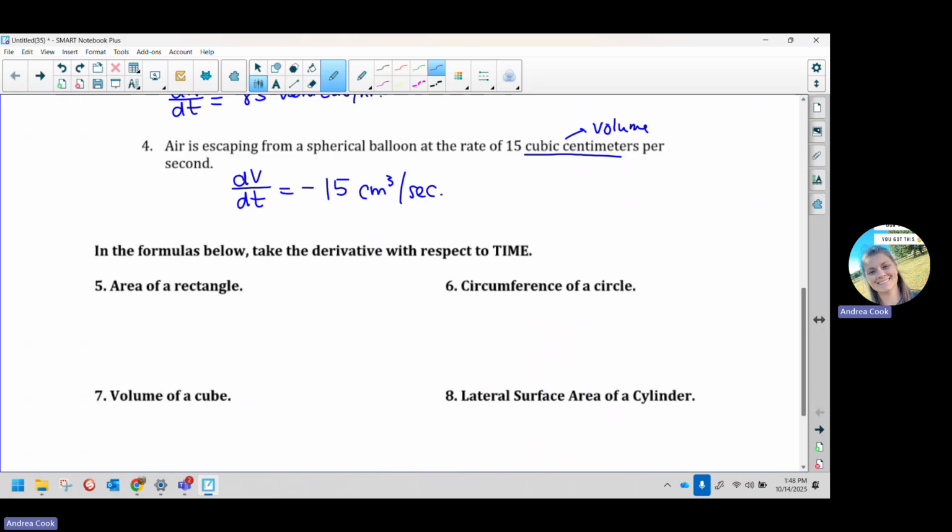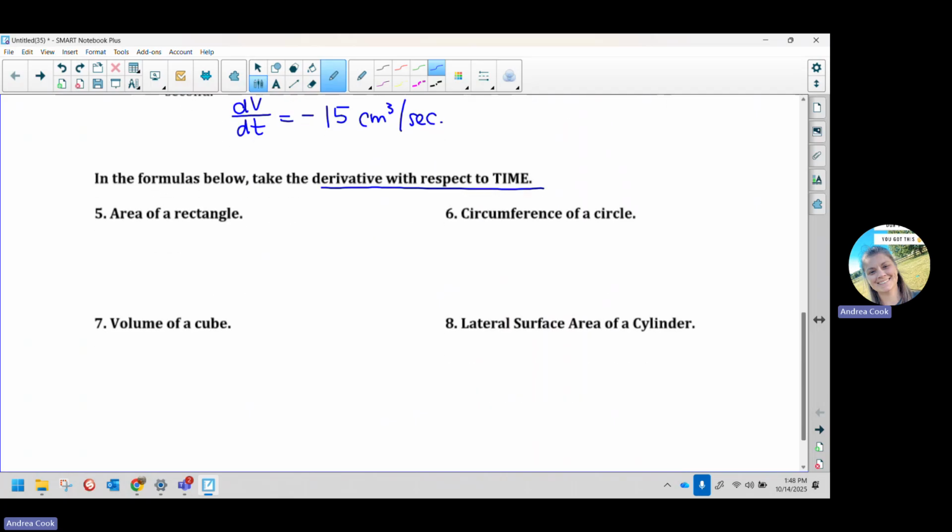All right, so now we're going to take these formulas that you should be familiar with, and find the derivative with respect to time. So we have to go over some of these formulas. Area. Hopefully not area of a triangle. Area of a rectangle, I'm going to use length times width. Oh, sorry, area of a rectangle, I said triangle.